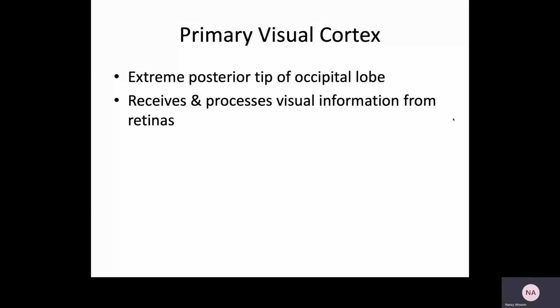You should absolutely positively know right off the bat what the primary visual cortex is and where it is. It is going to be housed in the occipital lobe, and it is going to receive and process visual information from your retinas.